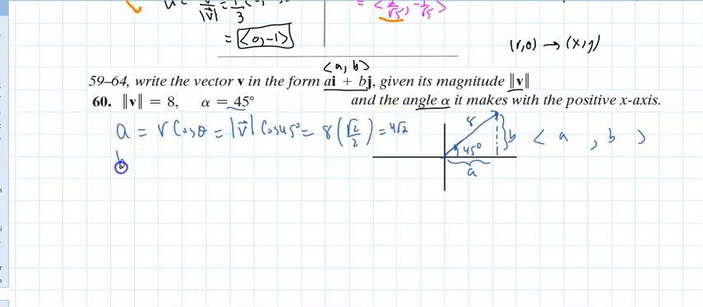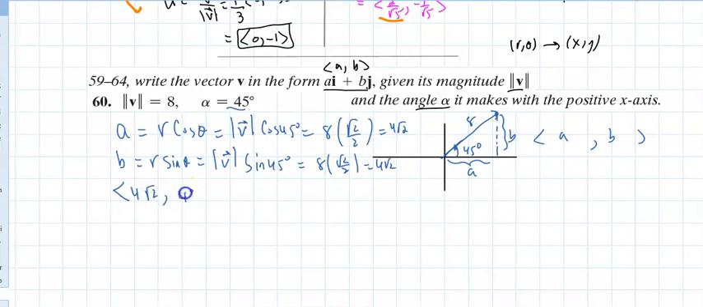And if I look at B, or the J component, that's like, again, loosely speaking, that's R times the sine of theta. That's magnitude of V times the sine of 45 degrees. And that is 8 times radical 2 over 2, and that is 4 radical 2. And guess what? If you move 4 radical 2 to the right, 4 radical 2 up, you will be at that location again, and there it is.